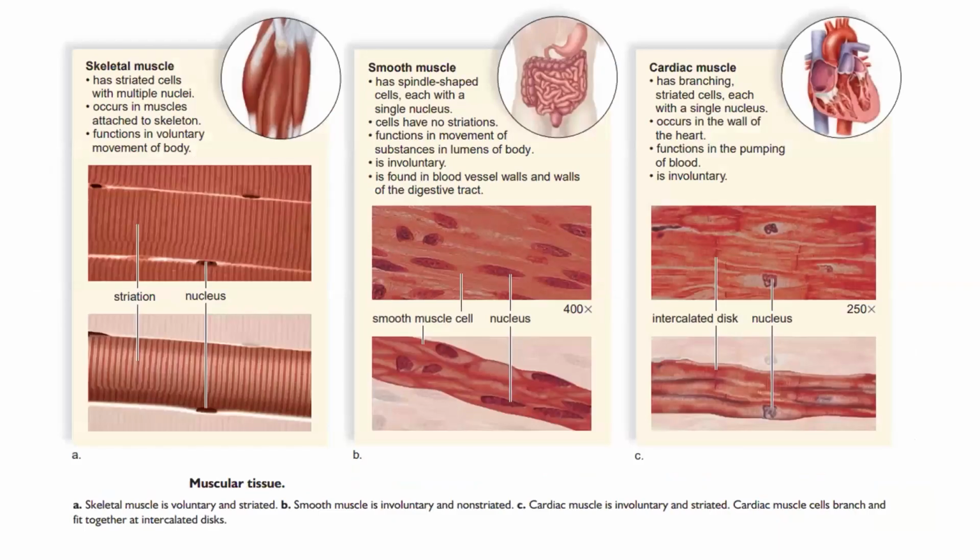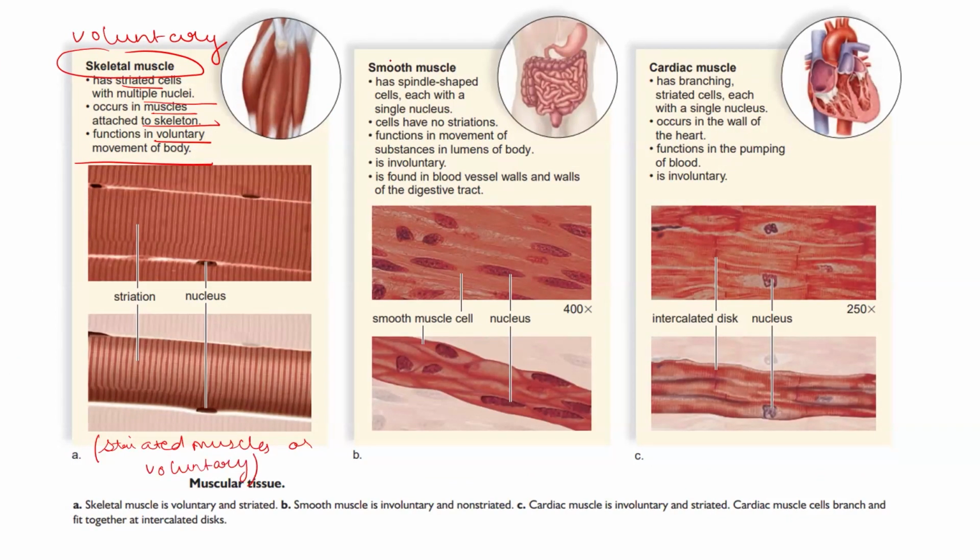So this is the summary of these three different types of muscular tissues. The first one is the skeletal tissues, which are voluntary and attached with the skeletal system. They have striated cells with multiple nuclei. They occur in muscles that are attached to the skeleton and they function in the voluntary movement of the body. Therefore, skeletal muscles are also known as striated muscles or voluntary muscles.